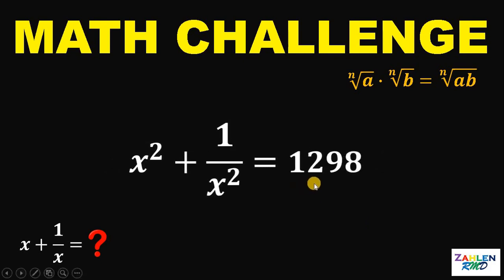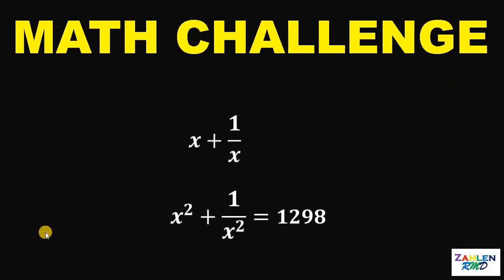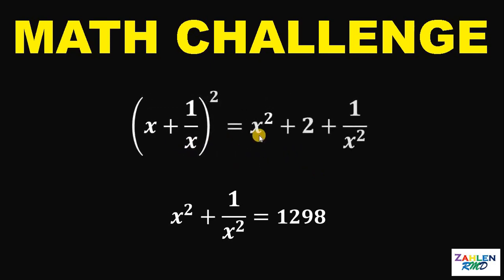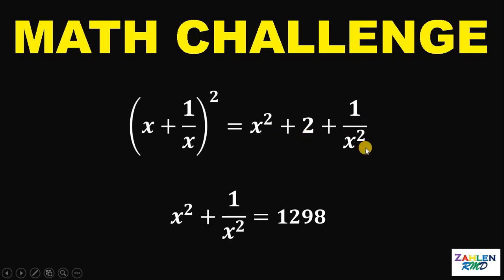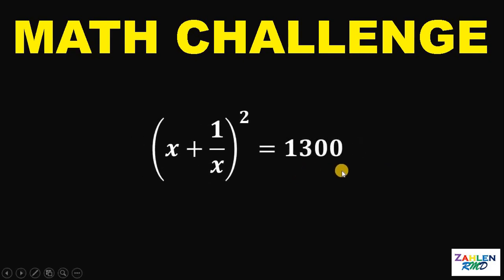Now, add 2 on both sides. This is just 1,298. Now, let's set aside this result and let's focus to the expression that we want to find. Now, let's square this expression. If we do that, we get x squared plus 2 plus 1 over x squared. Rearrange some terms a little bit. And take note that we have a value for x squared plus 1 over x squared. This is just 1,298. Now, 1,298 plus 2 is just 1,300.